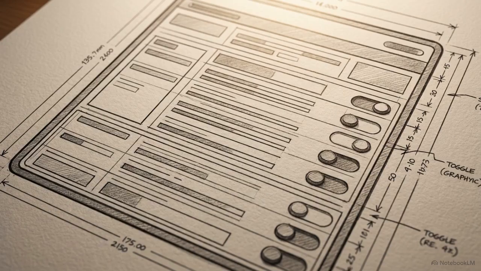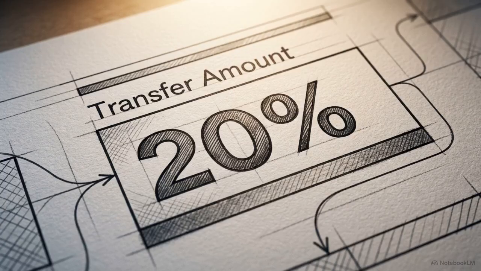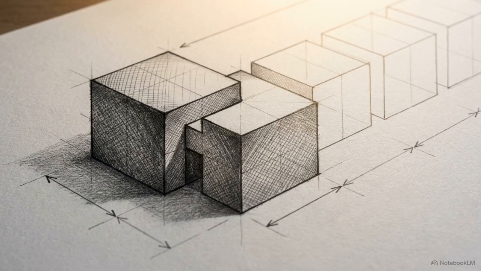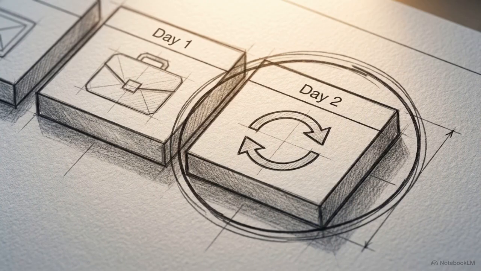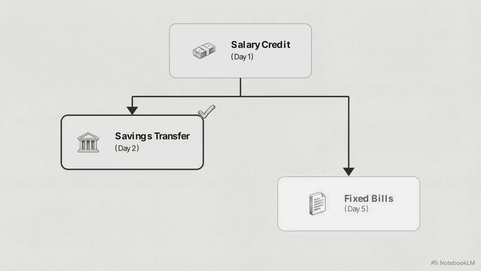This is a mandate you give to your bank to automatically move a specific amount of money on a regular schedule. Set this to transfer your entire 20% financial goals allocation. The timing here is critical. Schedule this transfer to trigger the exact day after your monthly salary is credited to your account. Prioritize the specific savings transfer chronologically before you automate any fixed bills or lifestyle spending.